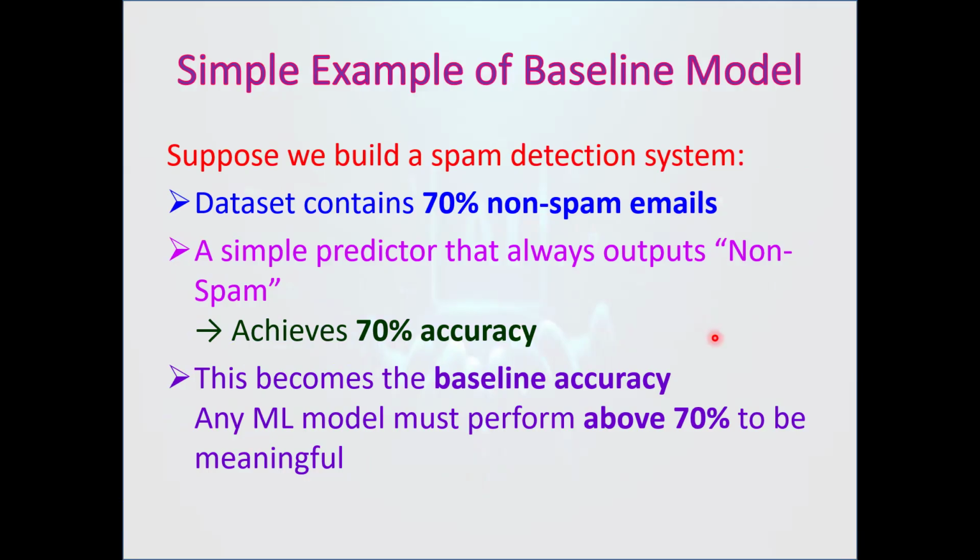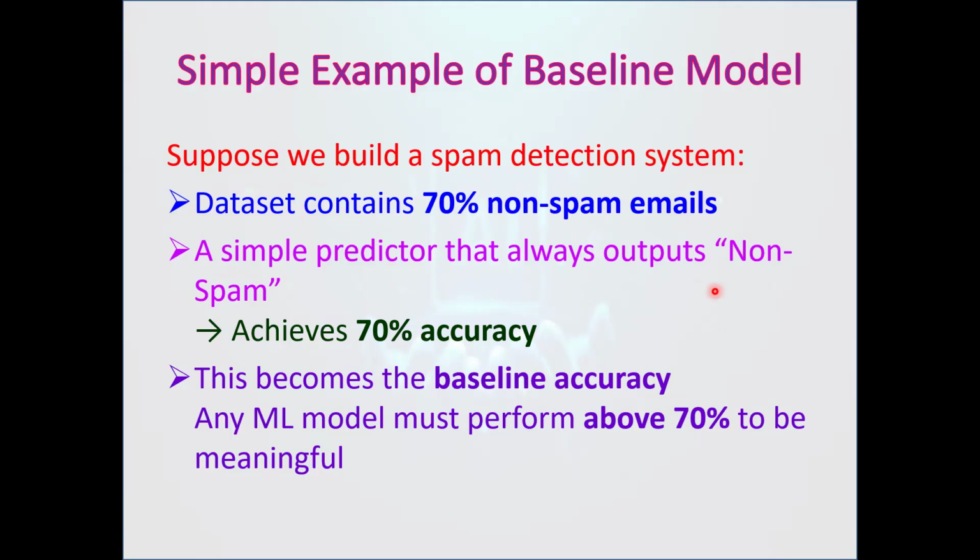Consider a practical scenario where we are designing a machine learning system to classify emails as spam or not spam. This example helps illustrate how baseline models function in a real-world classification problem, before building complex algorithms. For example, the data set contains 70 percent non-spam emails. Assume that in our data set, 70 percent of emails are legitimate and only 30 percent are spam. This imbalance is common in real-world data and strongly affects how evaluation metrics should be interpreted.